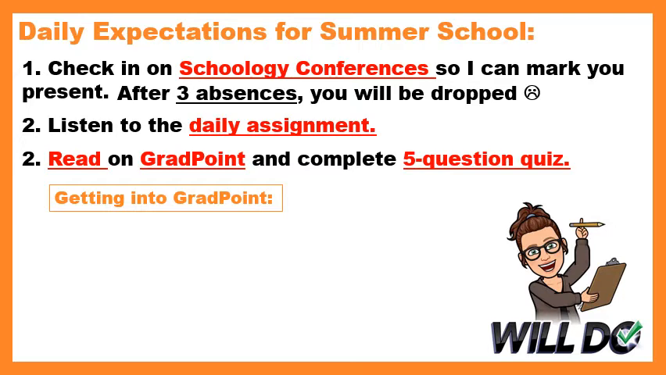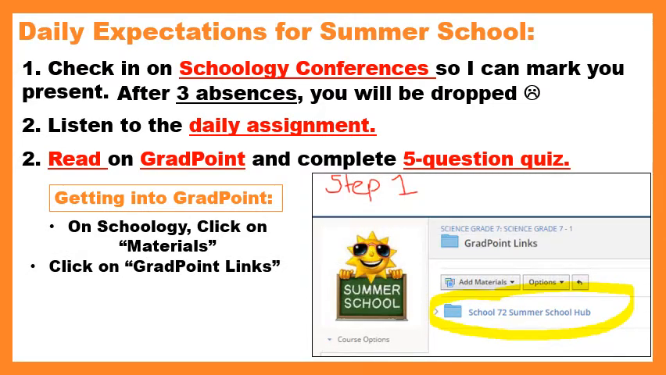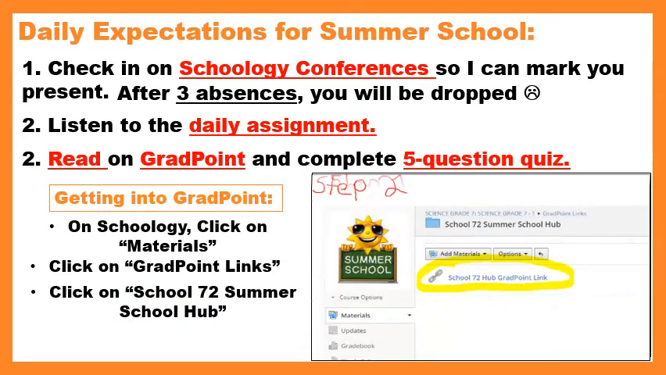All right, let's talk about how to get into GradPoint. You're going to be on Schoology. You're going to click on Material. Our page looks like this. Click on Material, and there is a blue folder called GradPoint Links. Click on GradPoint Links. It's going to bring you to another folder, lots of folders. You're going to click on School 72 Summer Hub, and once you click on it, it'll show you that link. You have to use this link. You cannot Google GradPoint. It has to be this link. If you don't follow this link, you're going to have issues logging in.